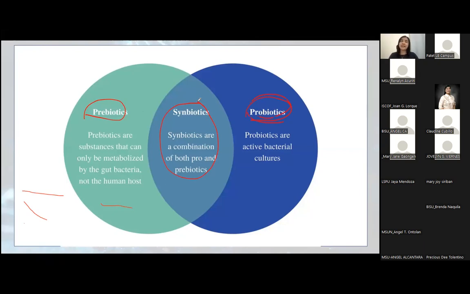Now, para mas maintindihan ninyo, si Yakult na iniinom natin is a probiotic, pero alam ninyo ba, meron tayong iniinom na symbiotic? Kilala ninyo si Delight, class? Nakainom kayo ng Delight? Opo. Wow. Ayun, si Delight. Delight is an example of a product na merong symbiotic. Basahin ninyo mamaya kung meron kayong Delight diyan. It contains both prebiotics and probiotics. Okay?